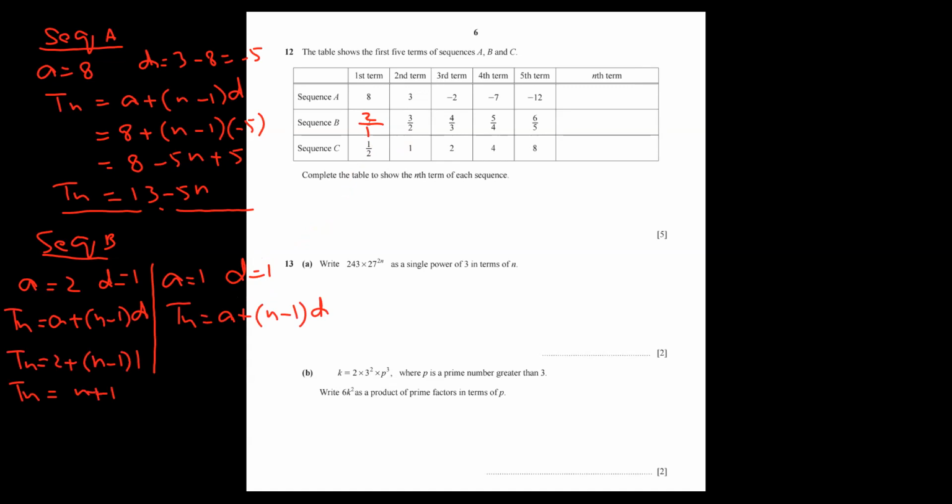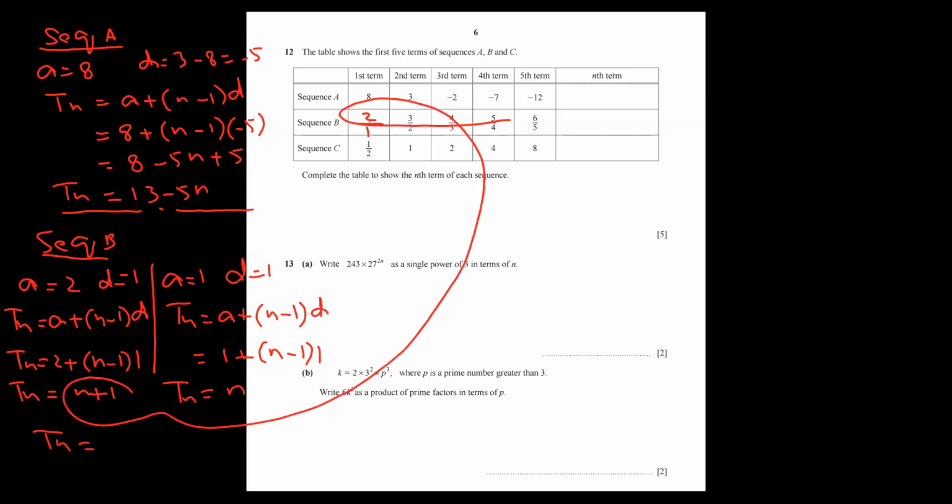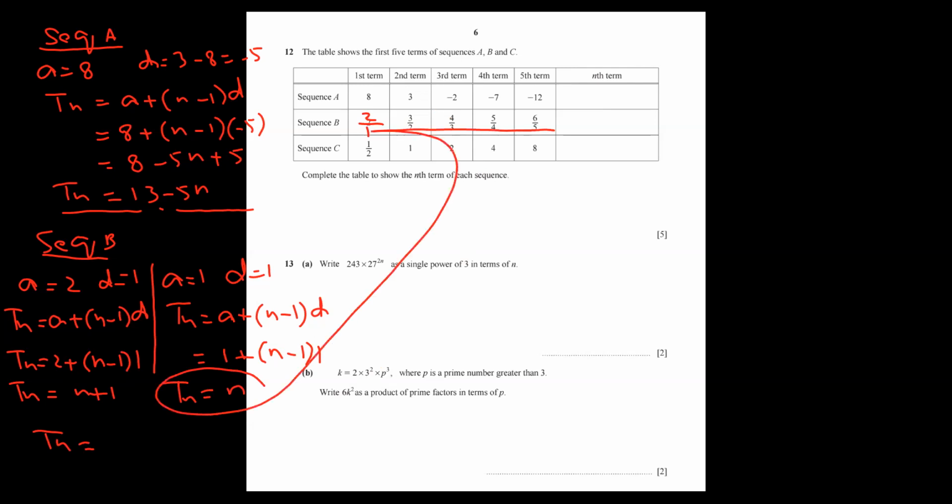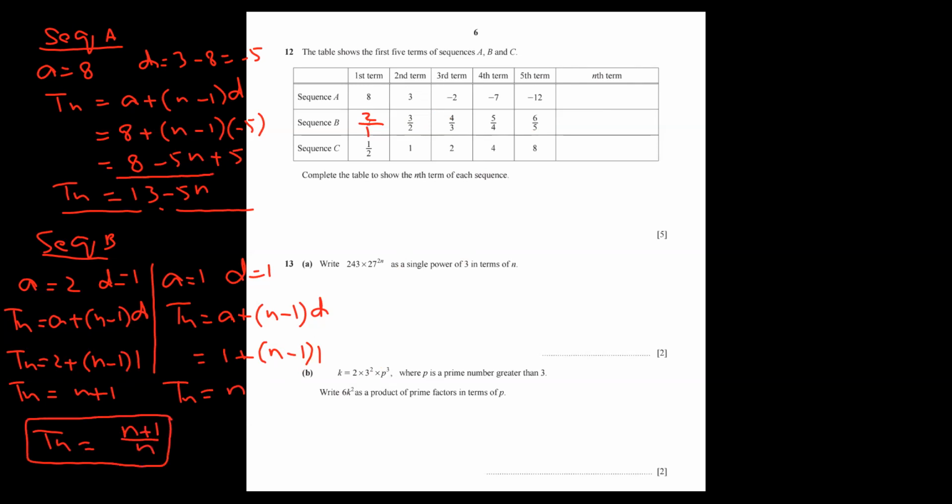Now let's talk about the other one. For the right-hand side, a is 1 and d is also 1. So if I solve, 1 plus n, the minus 1 and plus 1 cancel later on, and I will get only n. Now we combine: this comes from the numerators and this comes from the denominators. So it means (n plus 1) over n. So we have done both sequences.